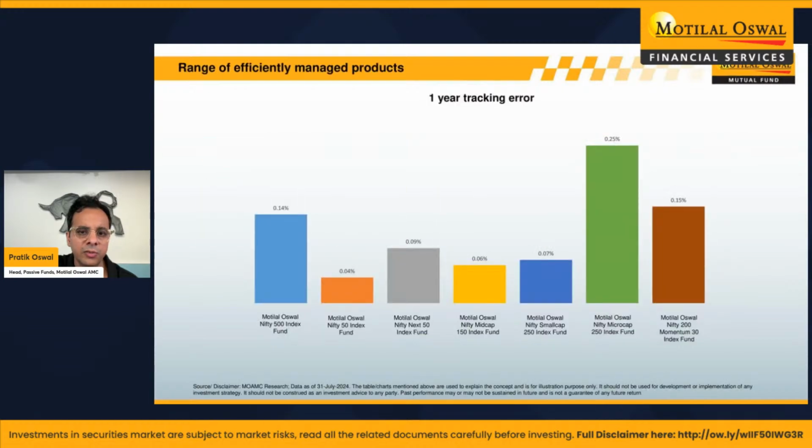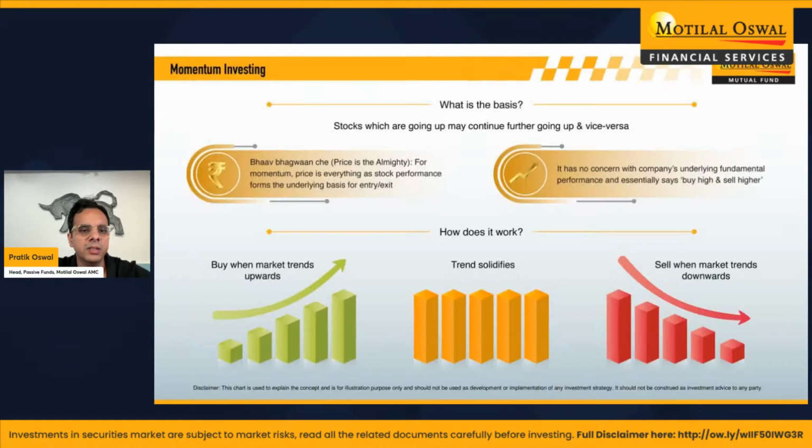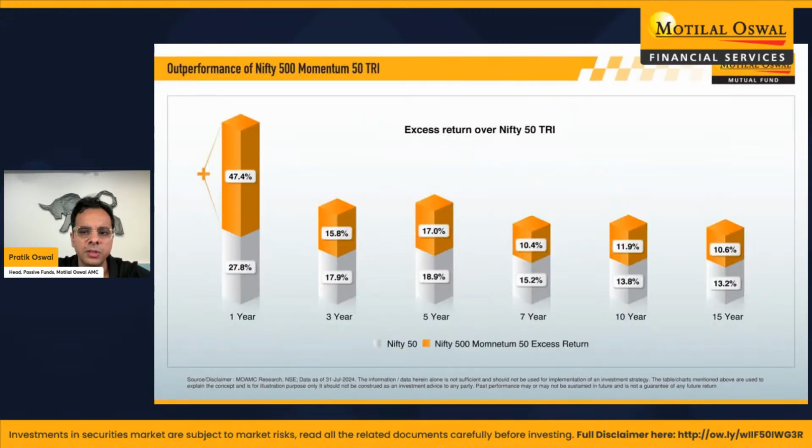Yeah, this is the tracking error of a lot of our funds that we manage. These are funds that are very popular. A lot of investors come in, and as you can see, the tracking error for the Nifty 500, which is a 500 stock index, is 0.14. The Nifty 50 index tracking error is 0.04. So as you can see, I think we do a very good job of managing the product, and I think that's what's important when it comes to managing an index fund. I hope that answers the question.